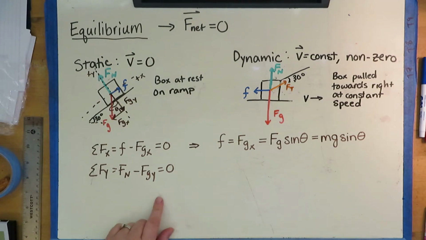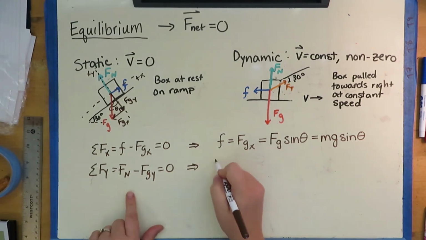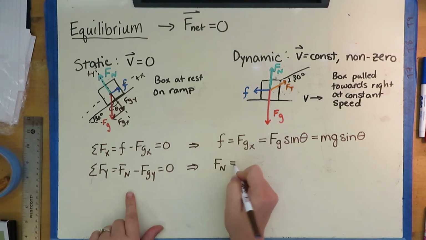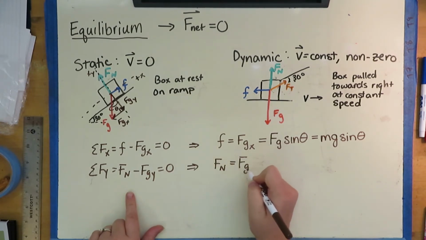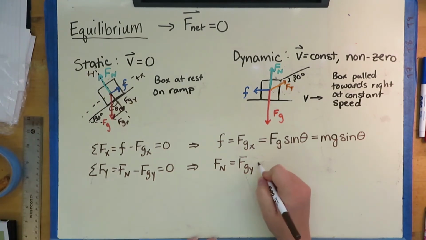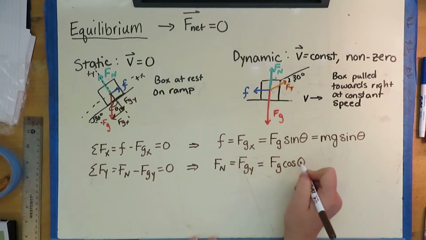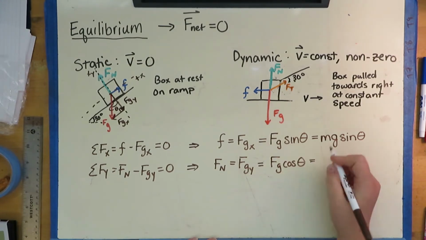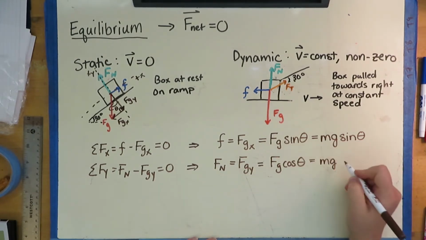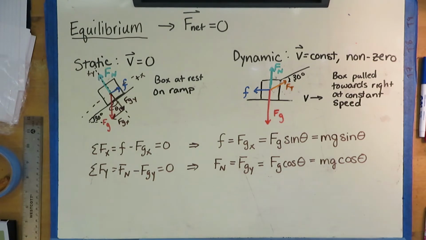With the y direction over here, it's a very similar process. I can see from this equation that my normal force is going to equal FGY. FGY is the adjacent side of this triangle, so it's going to be FG cosine theta. And then I can sub in mg cosine theta. So this tells me that my normal force is equal to mg cosine theta.